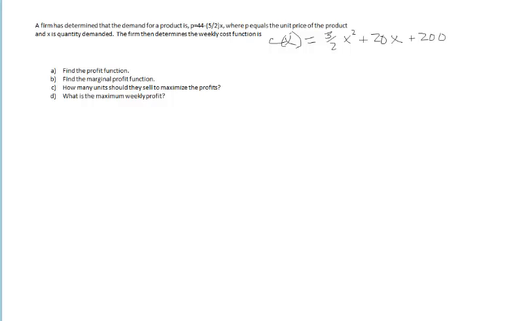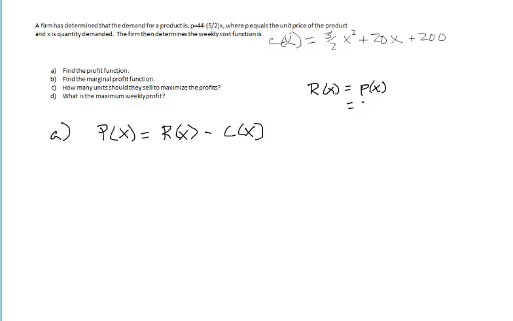And in part A, we want to find the profit function. And remember that the profit function is equal to P of X is equal to R of X minus C of X. Now they gave us C of X in this problem, but they didn't give us R of X. So we need to create that first. And remember that revenue is equal to P times X. So in our case, it's 44 minus 5/2 X all times X, which is equal to 44X minus 5/2 X squared.